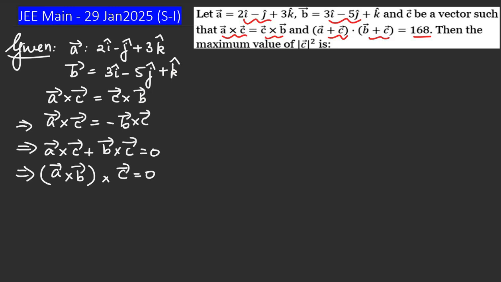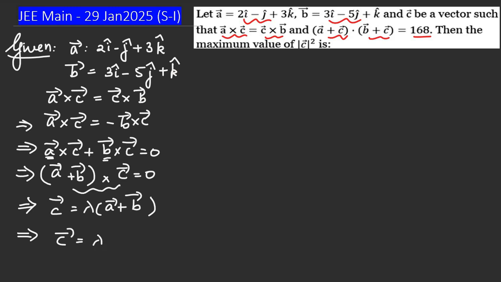Now, the cross product of two vectors is 0. So when is the cross product 0? When the two vectors are parallel or collinear, and therefore we can write it as A vector plus B vector and C vector being parallel. So the cross product of both the vectors is 0, and therefore we can write C vector is equal to some scalar lambda times of A vector plus B vector.